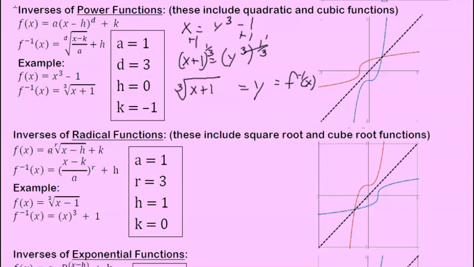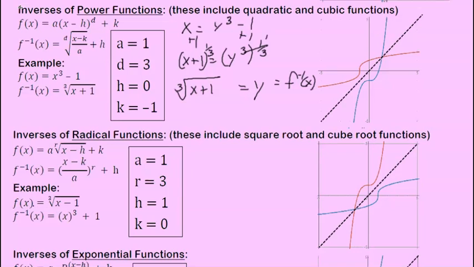So the opposite of multiply a is divided by a on the inside. The opposite of rth root is an r power. The opposite of a minus something on the inside is a plus something on the outside. And the opposite of a plus something on the outside is a minus something on the inside.